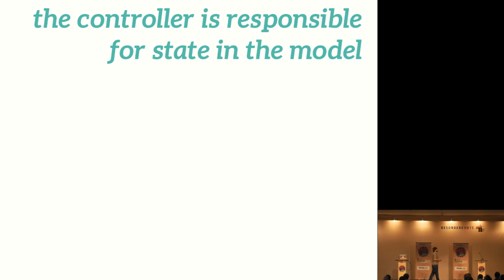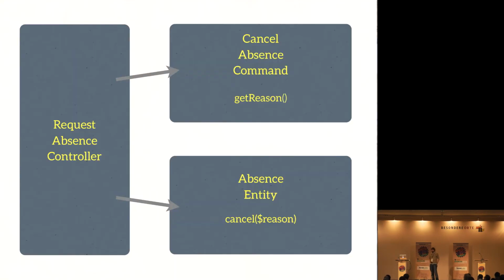So, instead of making a controller responsible for this state, we can make the entity responsible for it. If we get rid of those setters and have a cancel method on the entity, then all the controller needs to do is pass it that reason inside that cancel method. We can set the status, the reason, set the date, but nothing outside the entity really needs to know that's what it's doing.